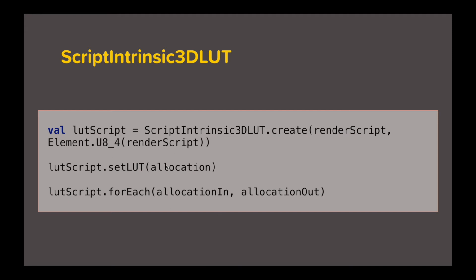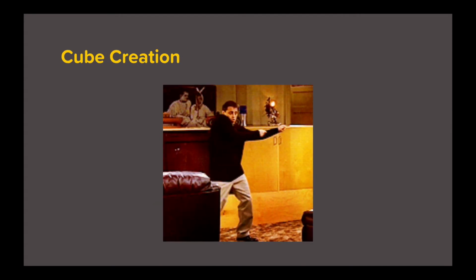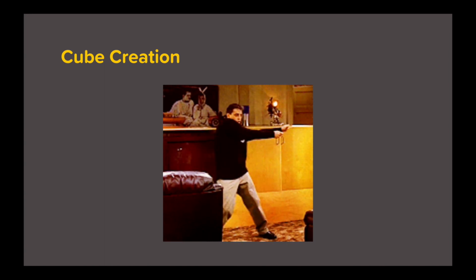I created my LUT allocation, I created the ScriptIntrinsic3DLUT, and then the script can run forEach, where the input allocation is the input bitmap and out is the output bitmap. This forEach runs for each pixel, Renderscript makes it run in parallel, and if a GPU is available it makes it run on the GPU. So that is good, and this is all I had to do, and I was really happy that it worked.